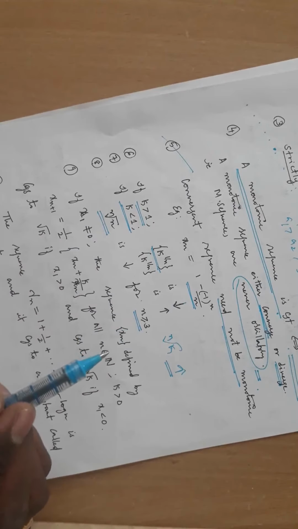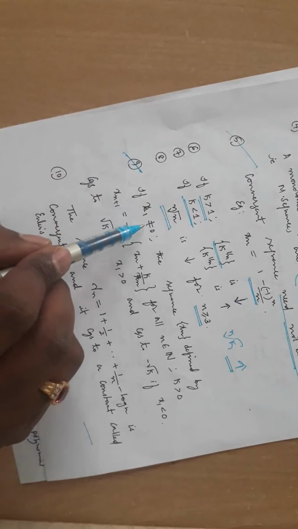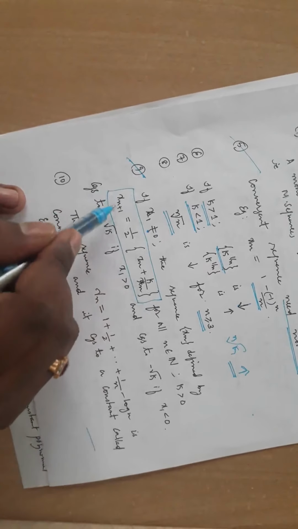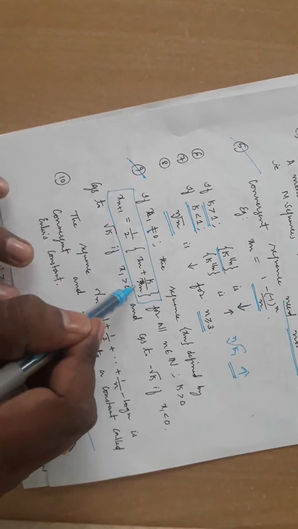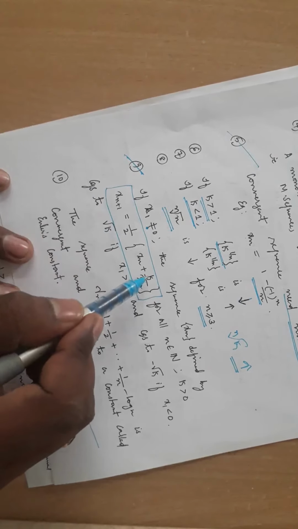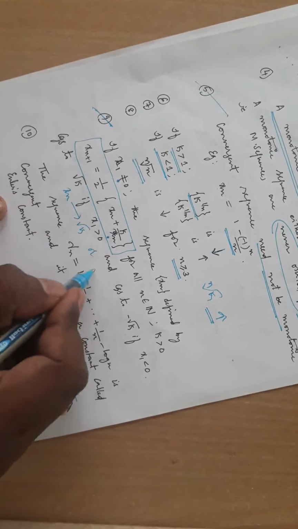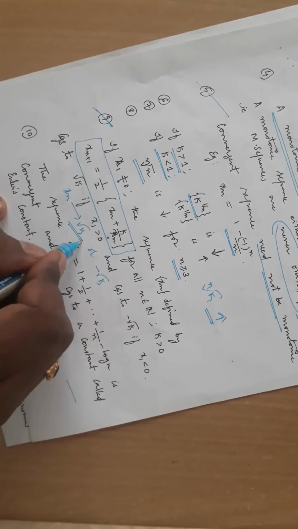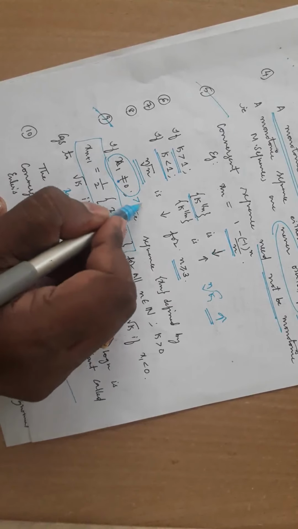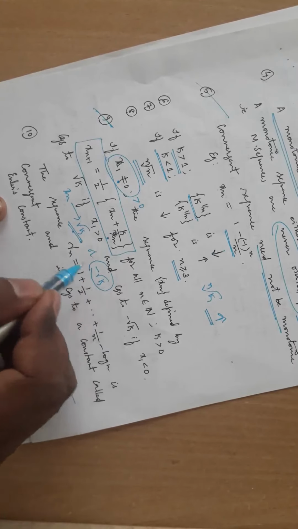Now, this is interesting. x1 is non-zero and xn is defined to be this: xn plus 1 equals 1 by 2 into xn plus k by xn. Then xn will converge to either root k or minus root k. When will it converge to root k? If x1 is positive, it will converge to root k. If it is negative, it will converge to minus root k.